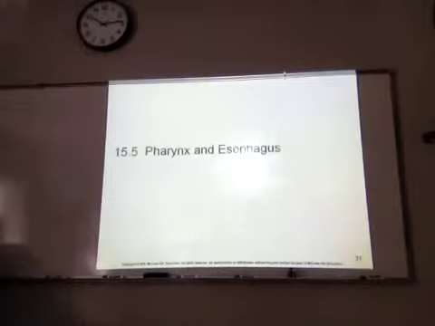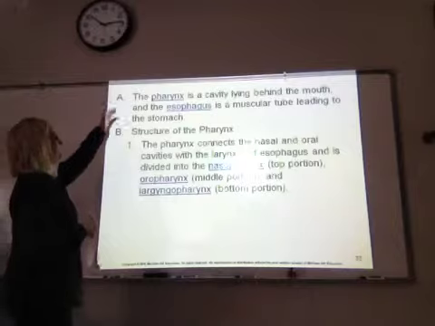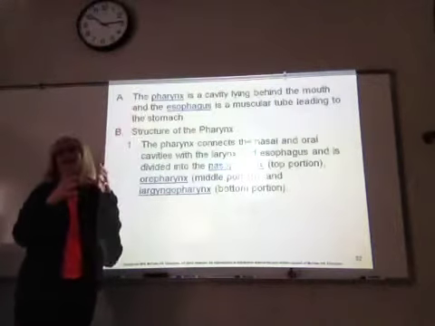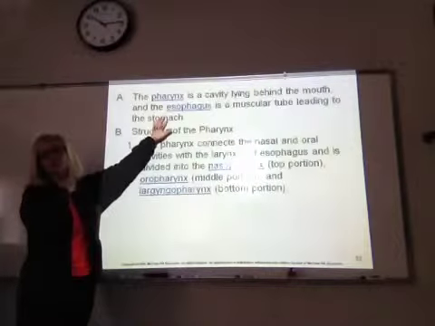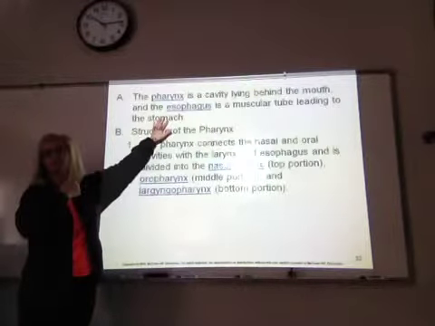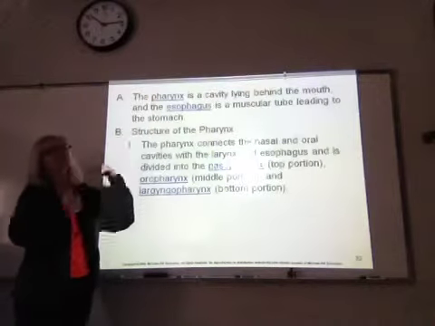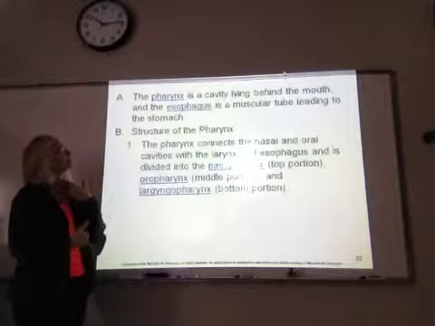Next section, pharynx and esophagus. Kind of a shorter section because this is more of a tube. So the pharynx is a cavity that's right behind your mouth. It's an opening. The esophagus is the tube, and when we looked at our cat, we saw that. It's the tube that leads to the stomach, from the pharynx or mouth opening to the stomach.